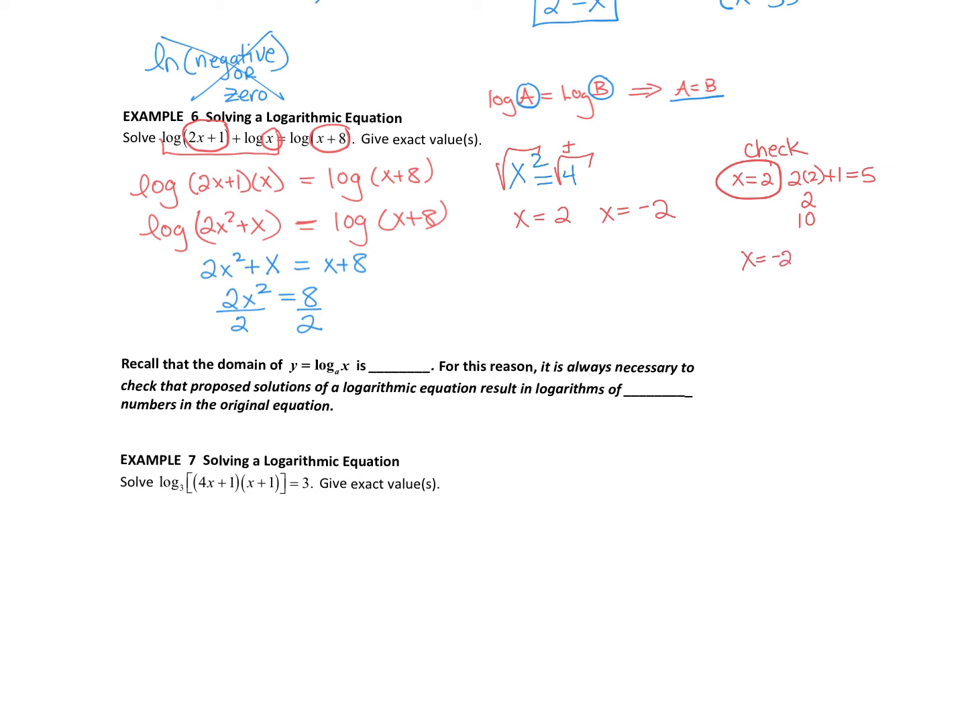X equals minus 2, on the other hand, when I plug this in, 2 times negative 2 plus 1 gives us negative 3. And I can't take the log of a negative value, so that's why I'm going to get rid of that answer. So again, I want to be clear that I didn't get rid of that answer because that answer was negative. I got rid of that answer because I was asked to take the log of a negative when I plugged it back in.